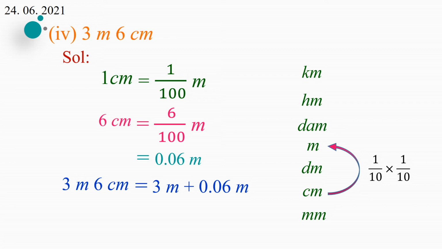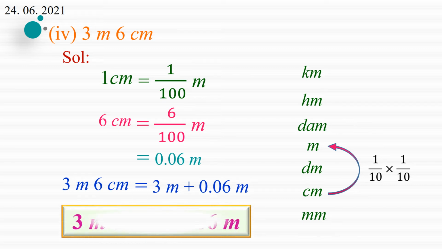Substitute the value. Then we have to add it. 3 meter plus 0.06 meter. We can add it. We get the answer is 3.06 meter. Therefore, 3 meter 6 centimeter convert to meter. We get the answer is 3.06 meter.